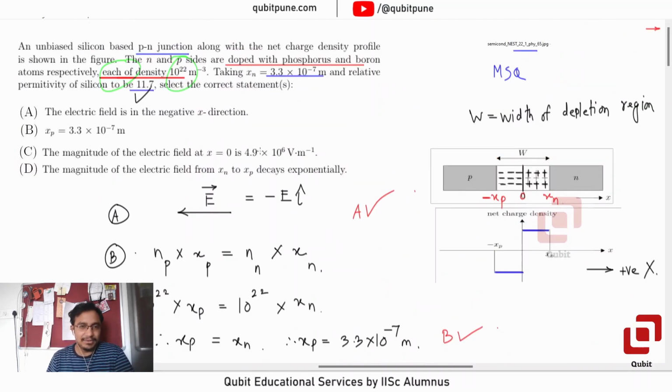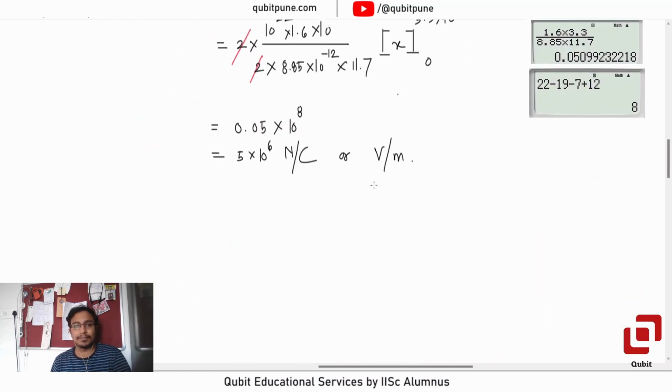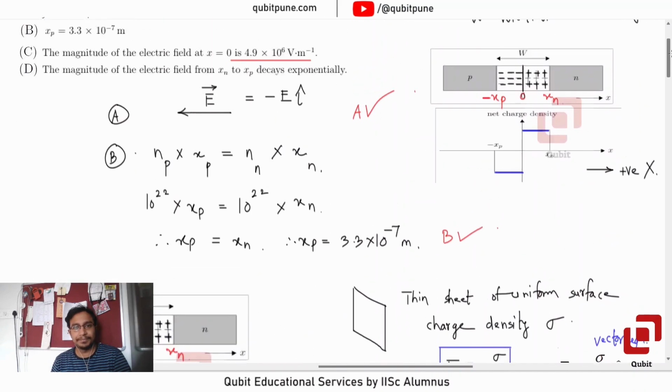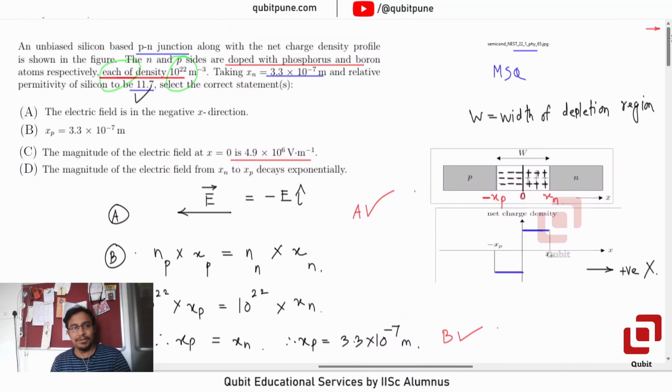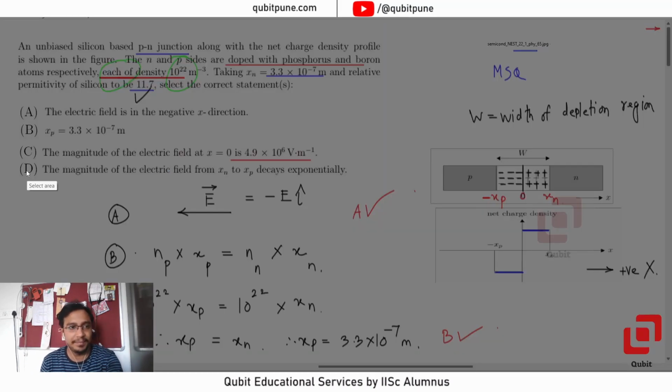And that's pretty close actually, 419. So option C is right. Okay, C is right. So A is right, B is right, C is right. Now let's go to D. The magnitude of the electric field from xn to xp decays exponentially.